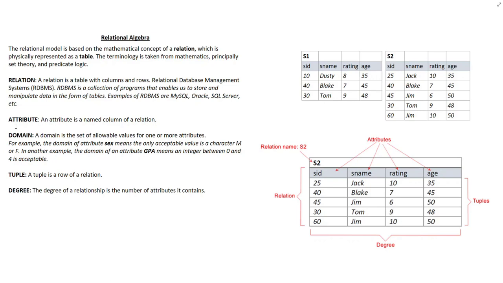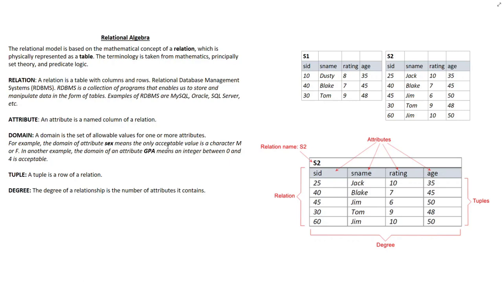Another terminology that we need to know is attribute. Again, I keep repeating, when we talk about these terminologies, we are talking about the terminologies in the context of relational algebra. Attribute is a named column of a relation. Domain. Domain is a set of allowable values for one or more attributes. For example, the domain of attribute sex means the only acceptable value is M for male and F for female.